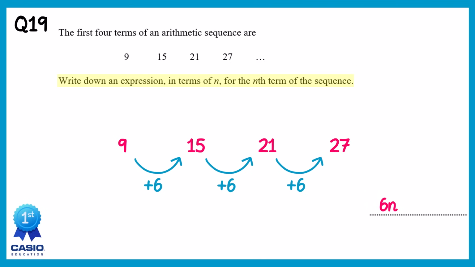We then write the multiples of 6, or the 6 times table, above the sequence. We need to work out how to get from the multiples of 6 to our sequence. In all cases here you need to add 3, since 6 add 3 is 9, 12 add 3 is 15, 18 add 3 is 21, and 24 add 3 is 27. So the nth term will be 6n add 3.